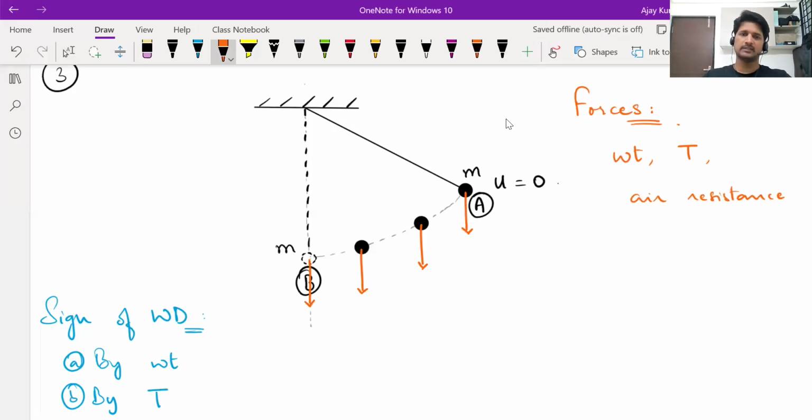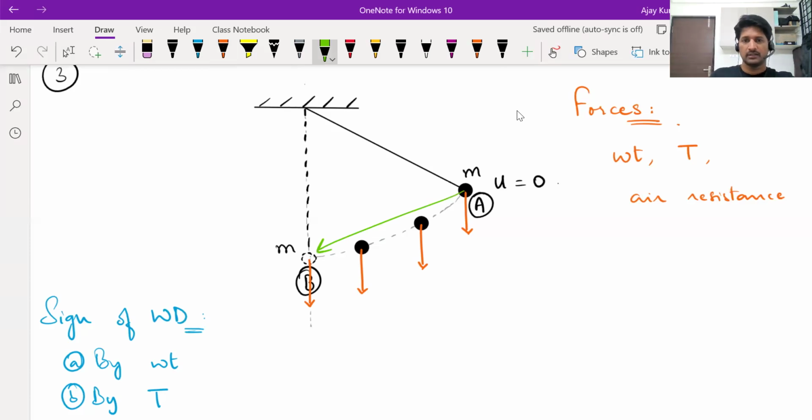Next thing to consider is the displacement of the bob. In which direction is the bob getting displaced? Is there a fixed direction in which the bob is moving, or its direction of motion is changing? Is it a linear path or a curved path? It's a curved path, sir. Curved path. That means the direction of displacement changes from instant to instant. Overall displacement is from here to here.